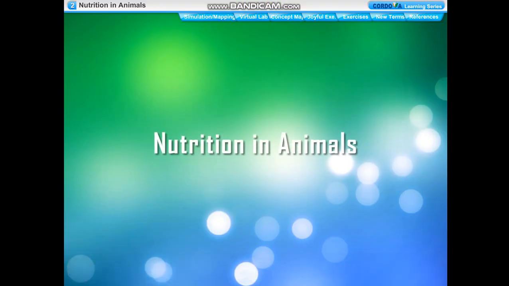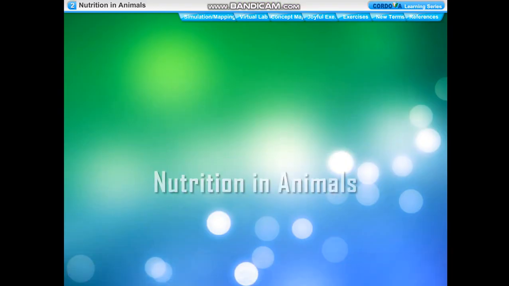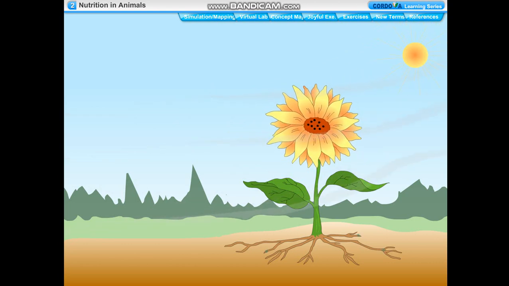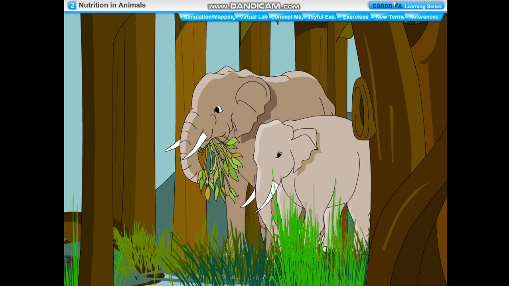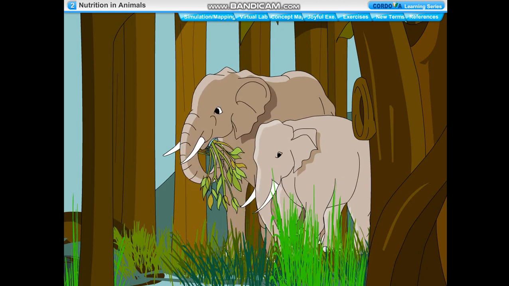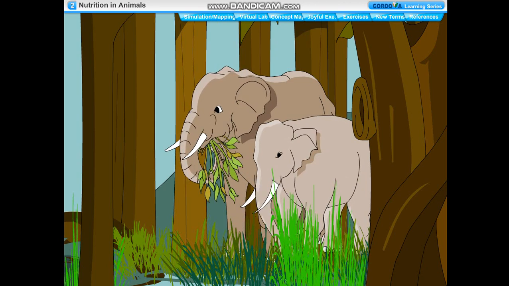Chapter 2: Nutrition in Animals. In the previous chapter, we have learnt that green plants can prepare their own food by the process of photosynthesis, but animals cannot. Animals are dependent on plants for food, directly or indirectly.